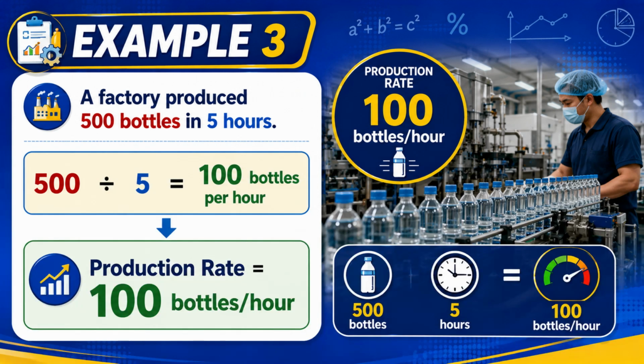Factories also use rates to measure productivity. Divide 500 bottles by 5 hours. The factory produces 100 bottles every hour.